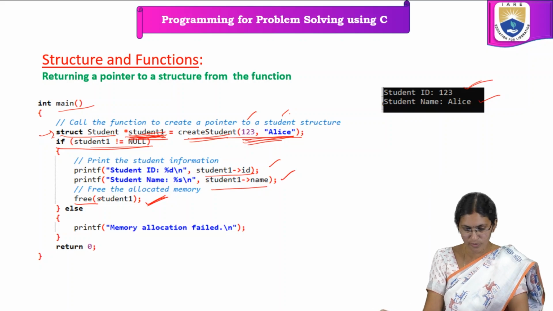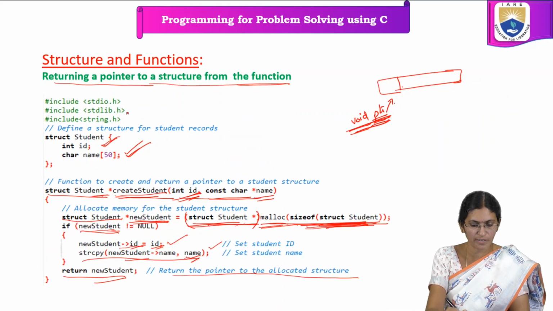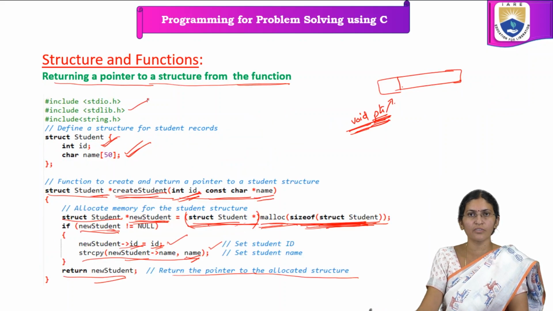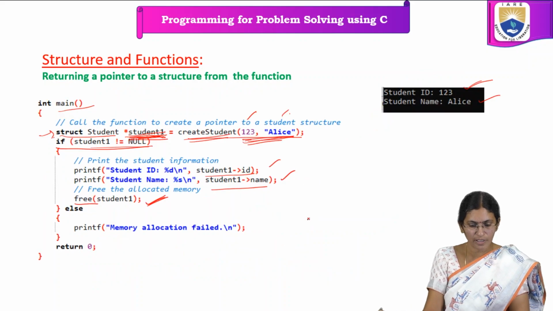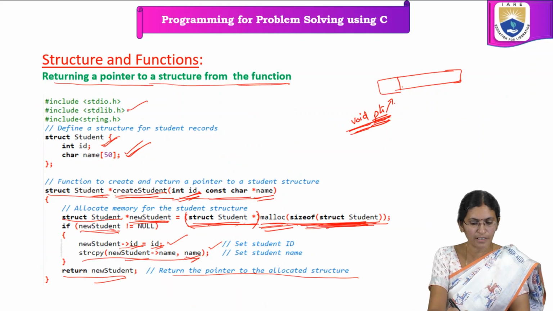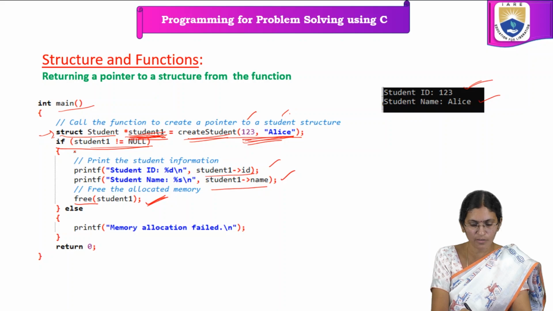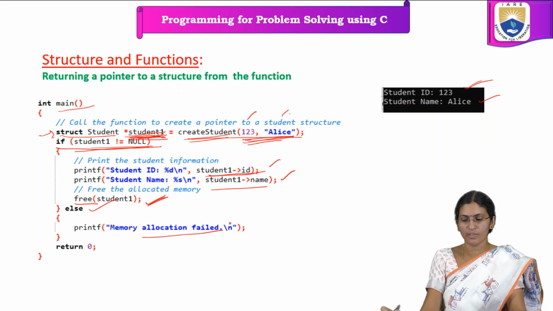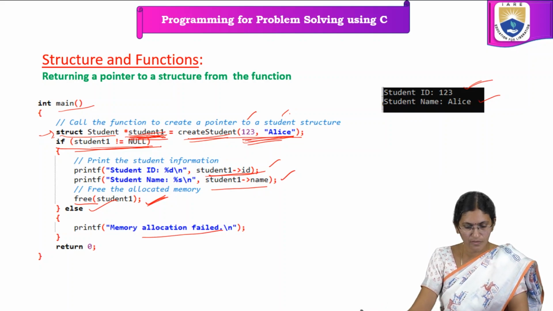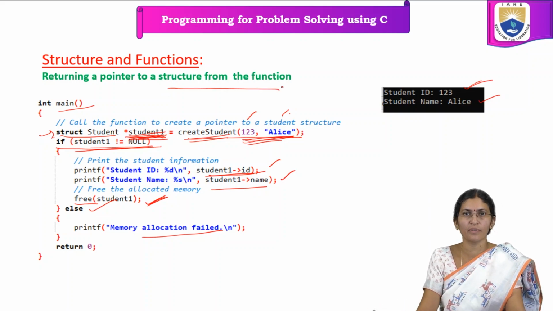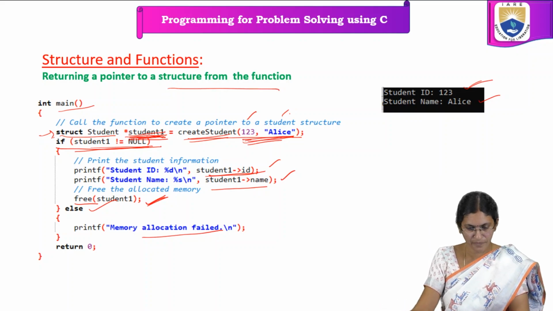Therefore, we have included this header file stdlib.h. These malloc and free functions are declared in the header file stdlib.h. If this is not equal to null, then ID and name are printed, else memory allocation has failed. So this is the output of this program. This is a program to illustrate how to return a pointer to a structure from the function.